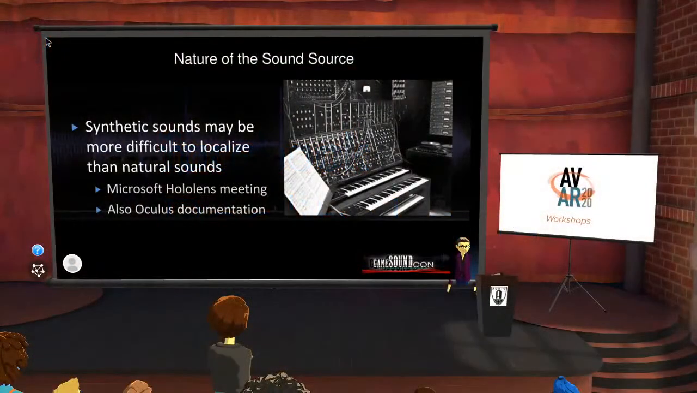Difficult to localize, and another sound with similar frequency content that is taken from nature. And in the Oculus documentation it says, for synthetic or unfamiliar sound sources we have no frame of reference and must rely on other cues to predict if a sound, for example, is approaching or receding.